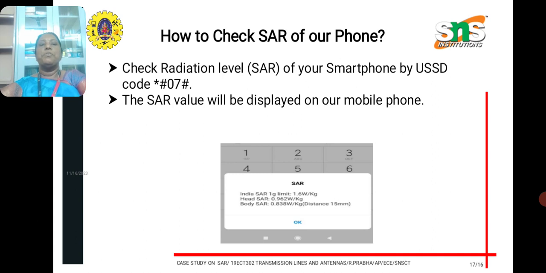Suppose you want to check the SAR value of your mobile phone, we have to use our smartphone and dial the code *#07#. After giving this code, immediately our mobile phone will display the SAR value for our phone.